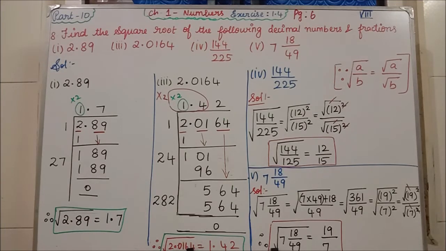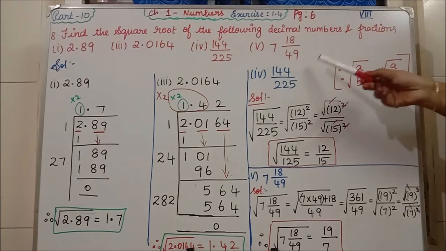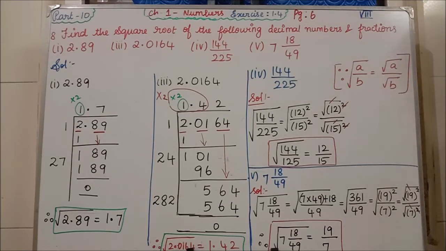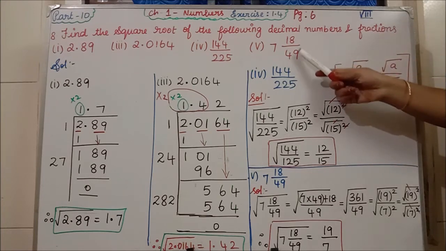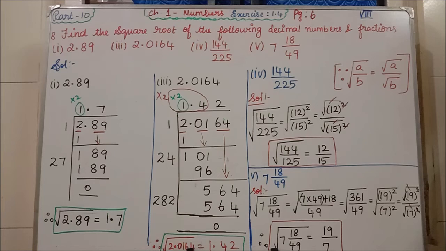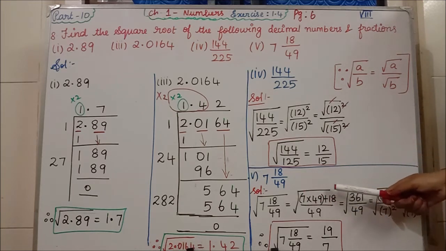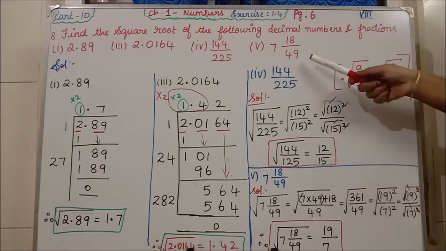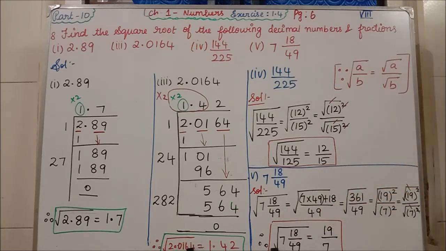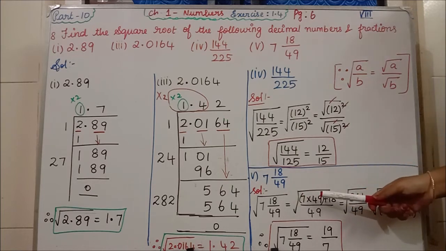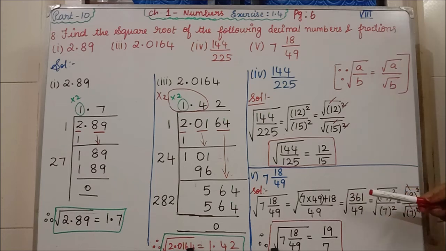Students, see the fifth question, they are given a mixed fraction. So first we have to convert the mixed fraction into a normal fraction. What we will do, 49 into 7 plus 18, isn't it? So 7 into 49 plus 18 divided by 49. Clear? So 7 into 49, if you multiply, you will get one number. That number plus 18, we will get 361 divided by 49.